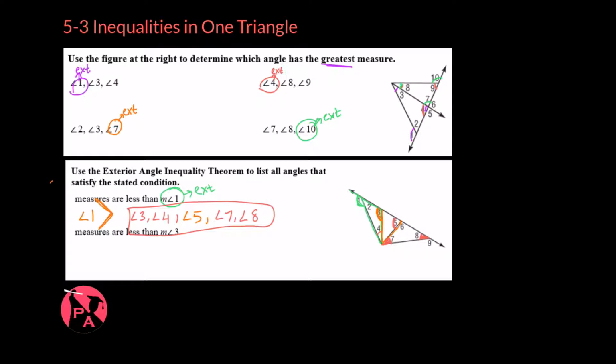The next one says measures that are less than angle 3. So all of these angles are less than angle 3 because we just figured that out. Angle 3 is the exterior angle, so it's greater than these two, and that angle is greater than these two. So we can just put the same ones: angle 5, angle 7, and angle 8.